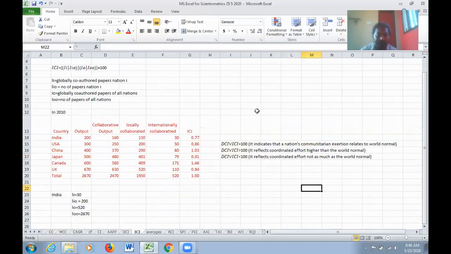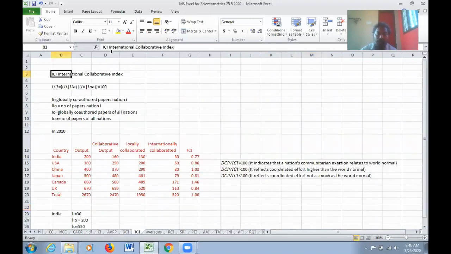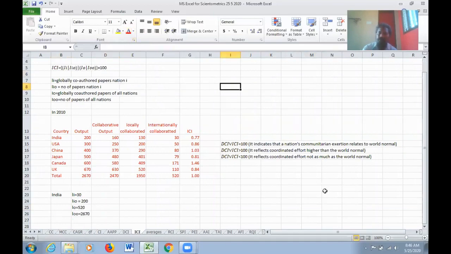Then let me move on to ICI, International Collaborative Index. Same thing. That is out of the total collaborative research work, how many papers you have collaborated with the authors of other countries. So if you see the proportion, you get ICI. So you need 4 components. Globally co-authored papers of a country divided by total papers of the country. This is one portion. The second portion, globally co-authored papers of all the nations and number of papers of all the nations. This is another portion. If you divide this by this, you will get the ICI.